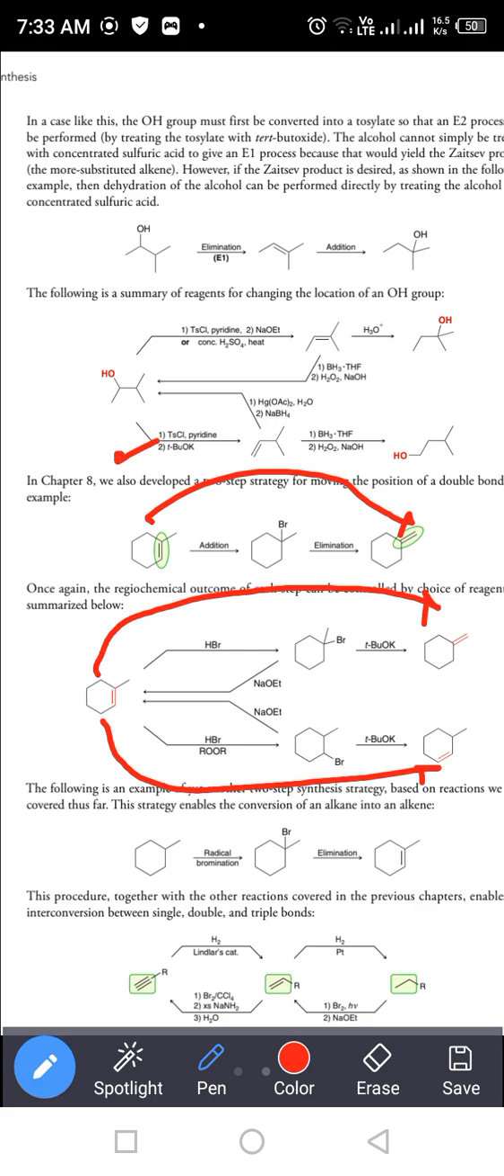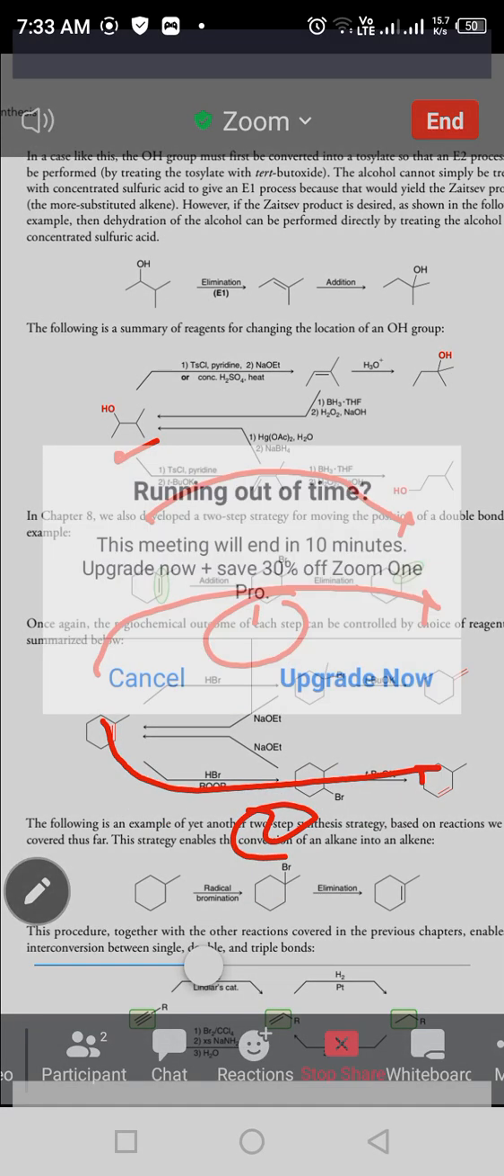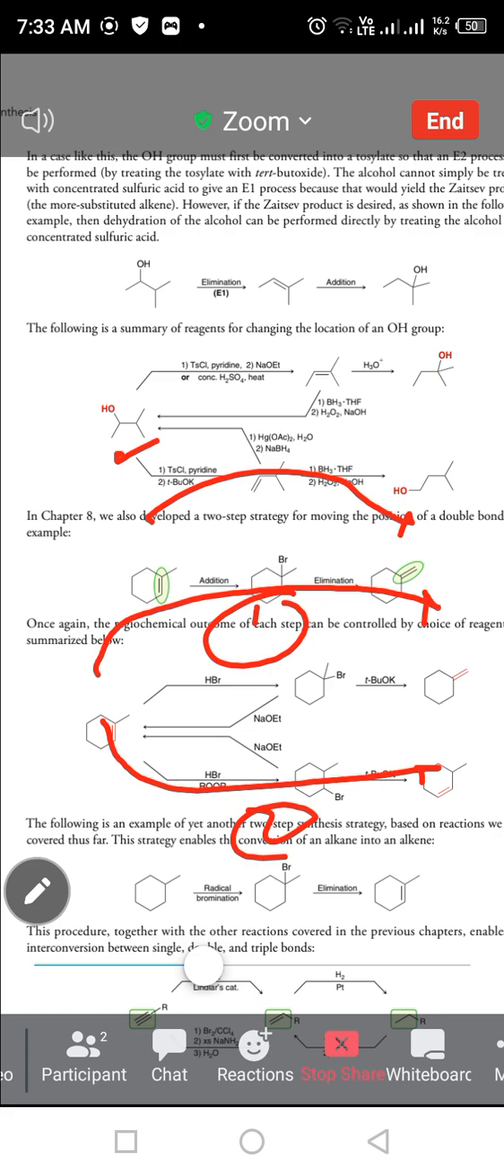Suppose I assign number 1 for this strategy and number 2 for this strategy. If we want to move the double bond outside the ring, then we will follow route 1. And if we want the double bond to remain inside the ring but change its position, then we will follow route number 2. So this is strategy design in organic synthesis.